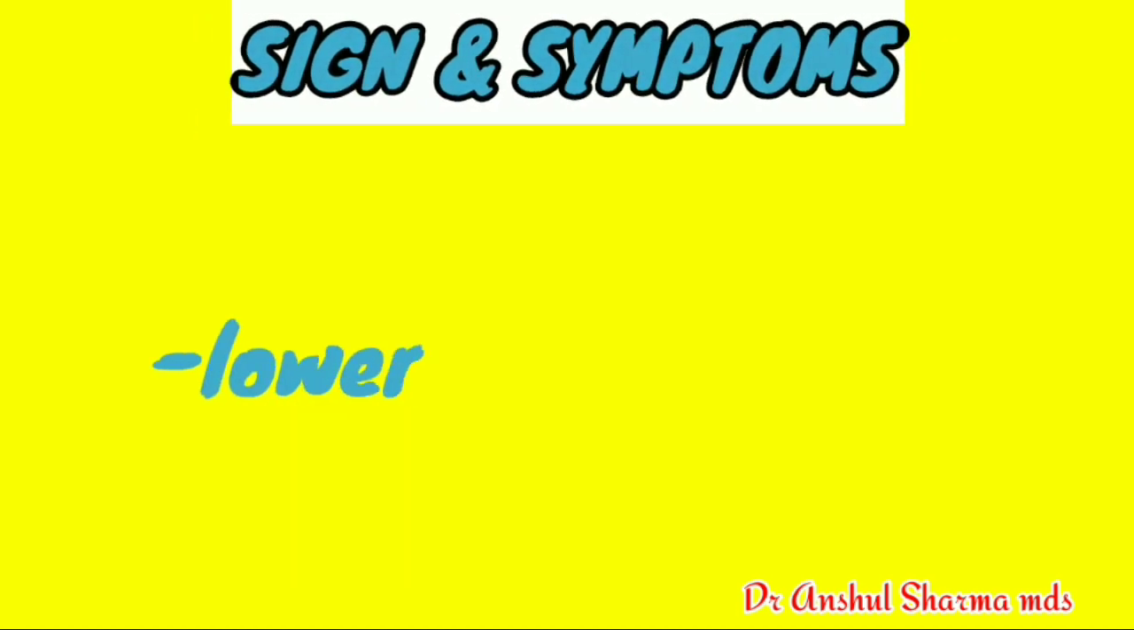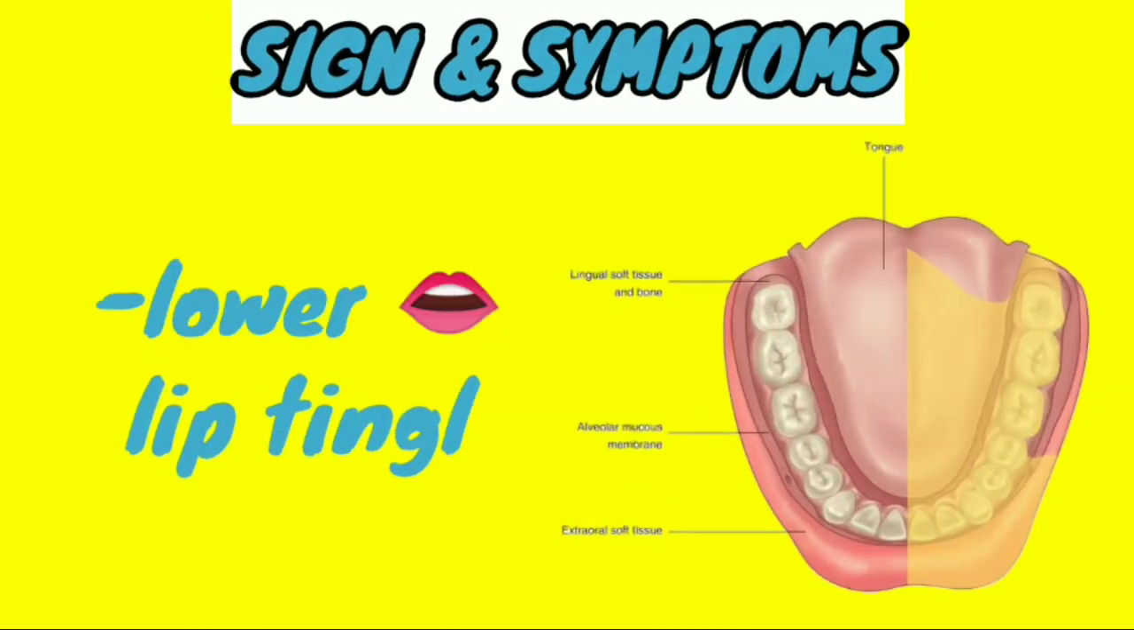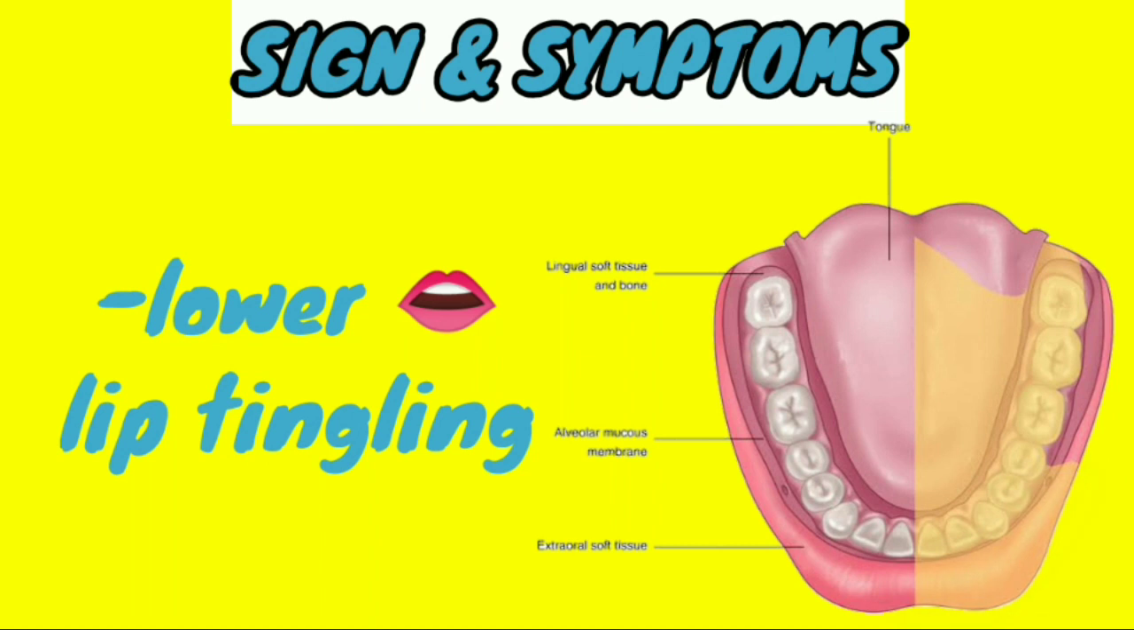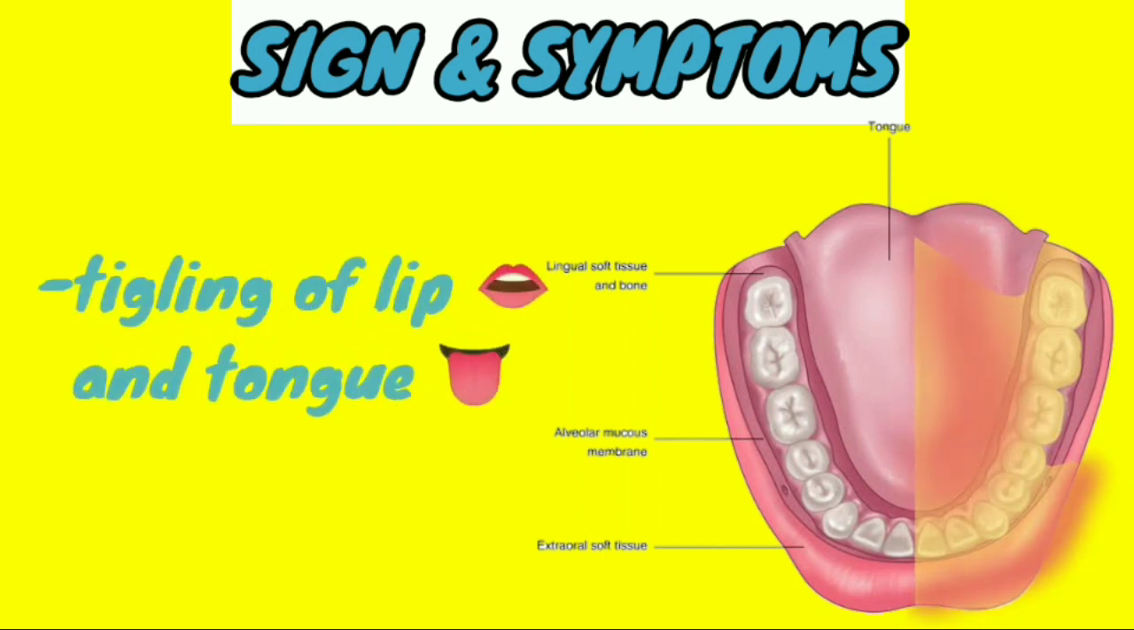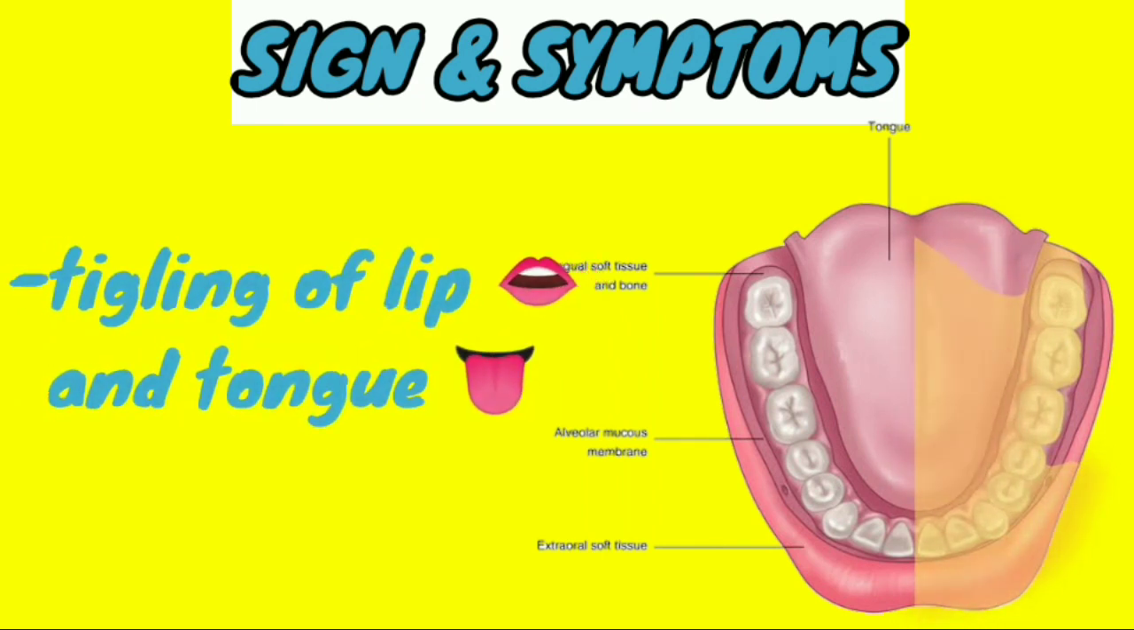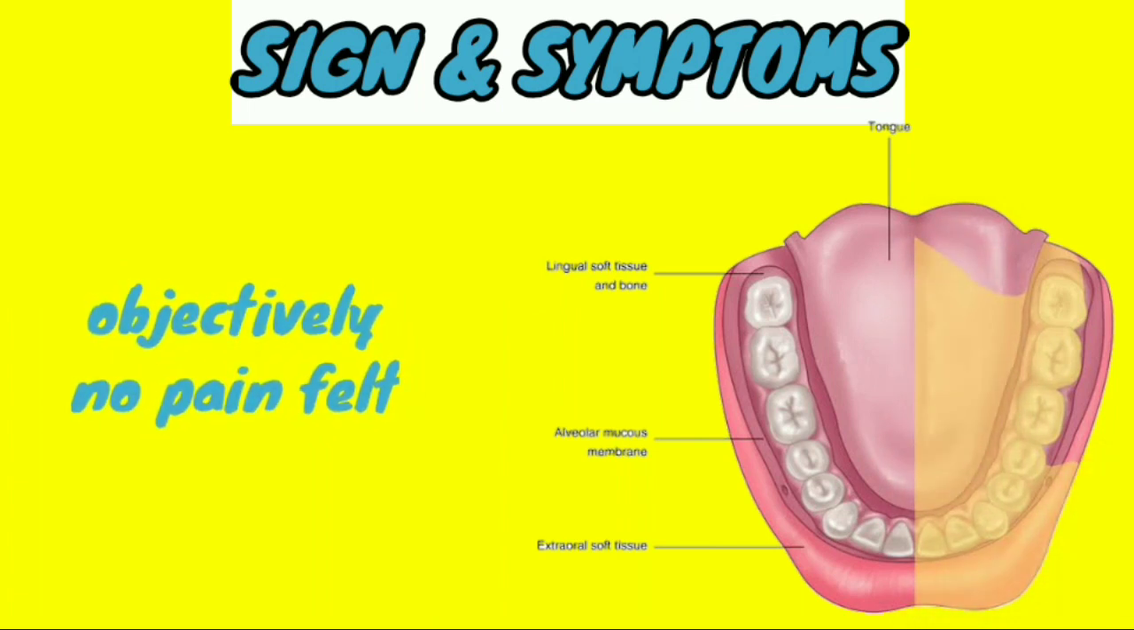The signs and symptoms. Subjectively, there is tingling or numbness in the lower lip, which indicates the mental nerve is anesthetized. Subjectively, tingling or numbness of the lip and tongue indicates anesthesia of the lingual nerve. Objectively, no pain is felt during the therapy.